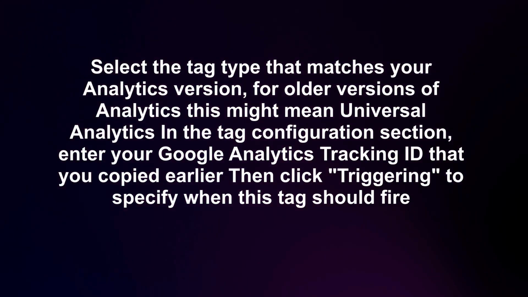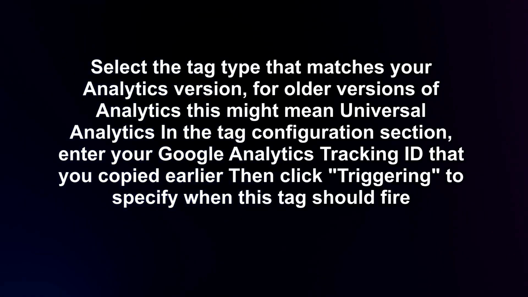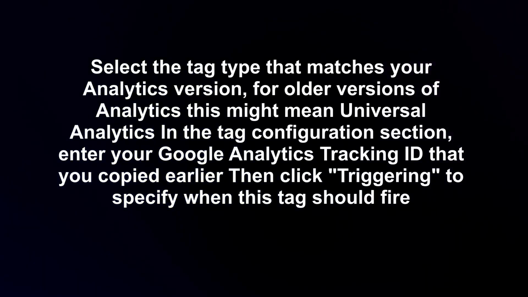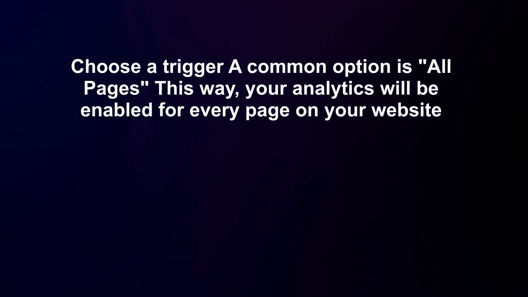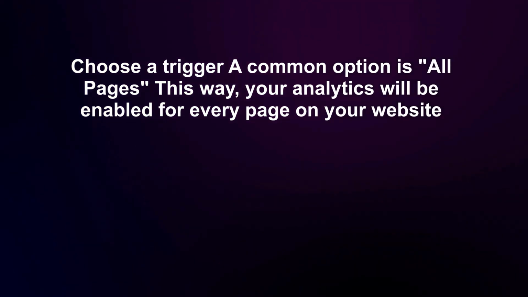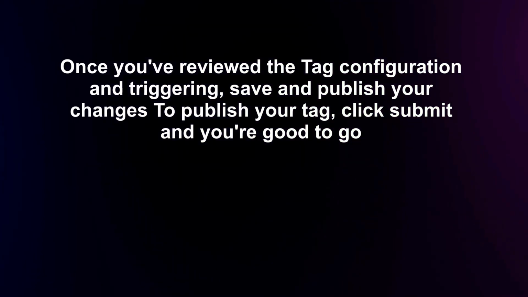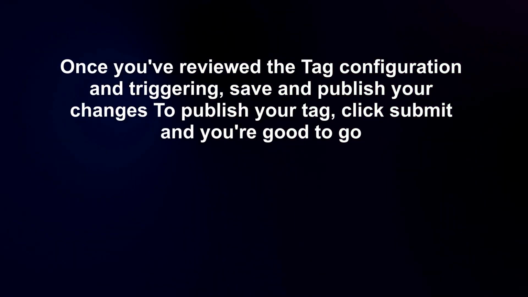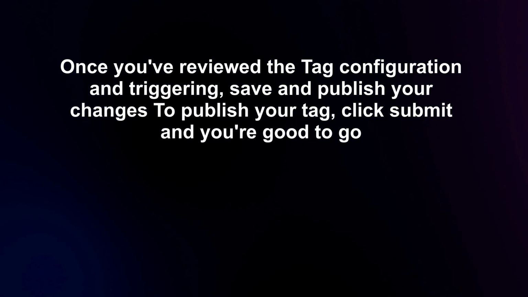In the tag configuration section, enter your Google Analytics tracking ID that you copied earlier. Then click Triggering to specify when this tag should fire. Choose a trigger. A common option is all pages. This way, your analytics will be enabled for every page on your website. Once you've reviewed the tag configuration and triggering, save and publish your changes. To publish your tag, click Submit and you're good to go.